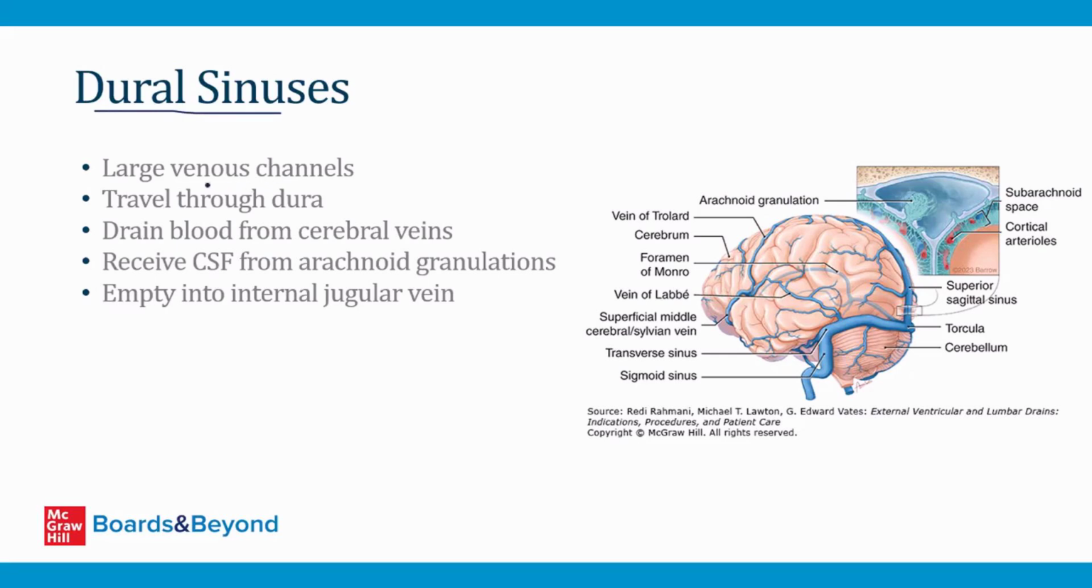So dural sinuses are venous channels. You can think of them sort of like fancy veins, but they travel through the dura. That's why they're called dural sinuses. And they drain blood from cerebral veins. They also receive cerebrospinal fluid from the arachnoid granulations, those arachnoid villi we talked about before. And they take this blood coming from veins and the CSF, and all that fluid drains into the internal jugular vein after it leaves the dural sinuses.